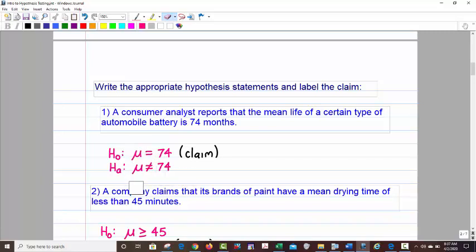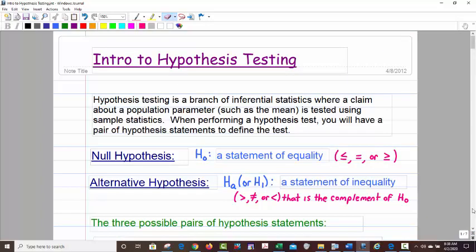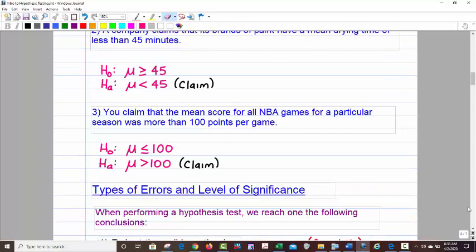That mu has to be there. You can't say H0 equals 74 or Ha not equal to 74. If that was ever an answer choice on an exam, you would not pick that. The mu has to be there for sure. So that was the claim because it gave "is" in the wording, and then equal automatically pairs up with not equal. So as long as you have one of the two, that's all you need. Let's back down here. The next one.